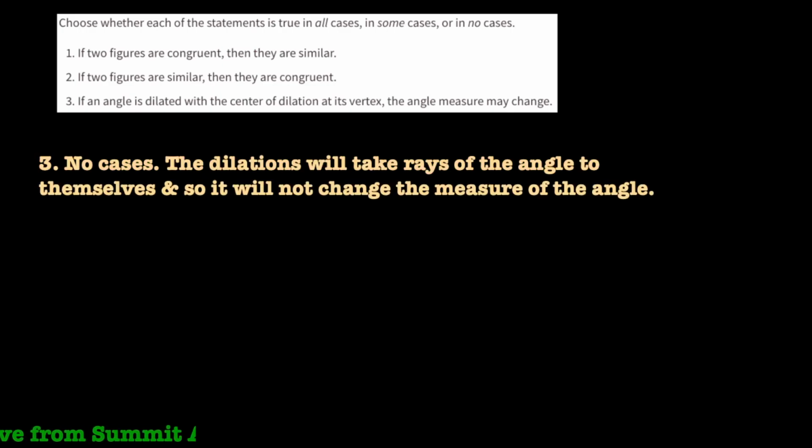For the third one, it says if an angle is dilated with the center of dilation at its vertex, the angle measure may change. In no cases does that happen. And we say the dilations will take rays of the angle to themselves, so it will not change the measure of the angle. So when you're making those dilations, the angle measure should stay the same.